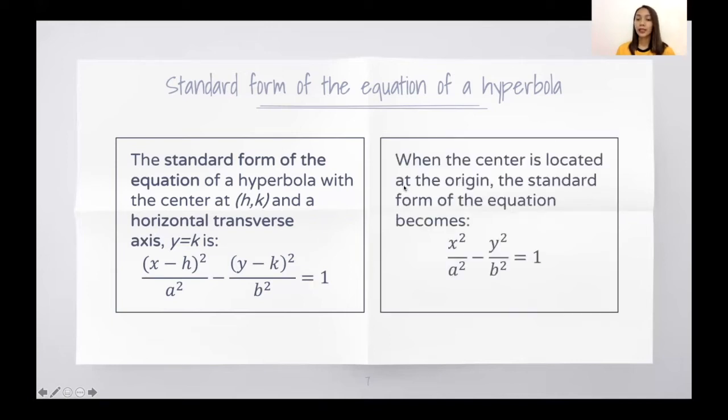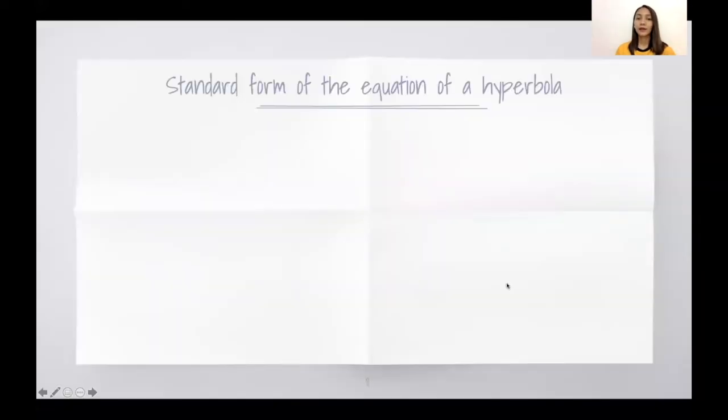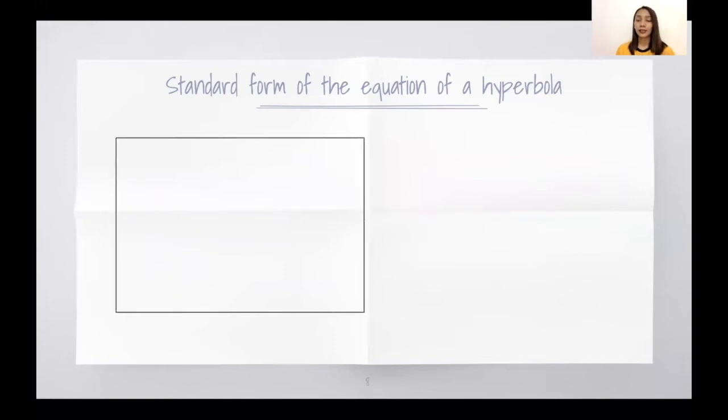And when the center is located at the origin, the standard form of the equation becomes x squared all over a squared minus y squared all over b squared is equal to 1. Okay, so please take note of the standard form of the equation if it is a horizontal transverse axis. So ito yung standard form niya if the center is at (h, k), and ito naman if the center is at the origin or (0, 0). Okay? Next, how about the standard form of the equation of a hyperbola kung nasa vertical transverse axis siya?